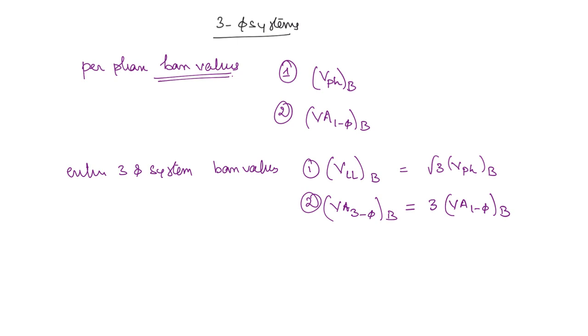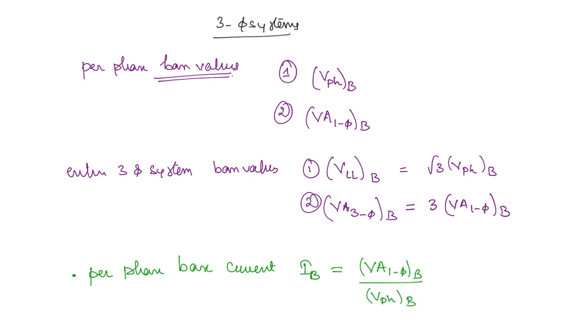Now since we are going ahead with per phase base values, we will next take the per phase base current IB. So this will be in terms of the phase base quantities. It will be straightforward: VA single phase base divided by the phase voltage base. Okay, so this is in terms of base phase values.